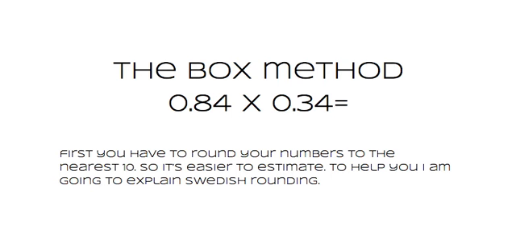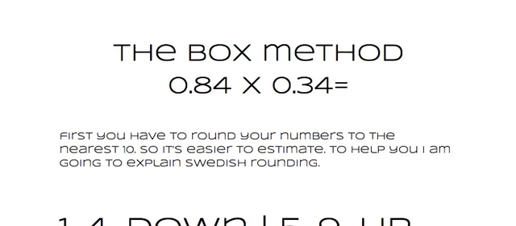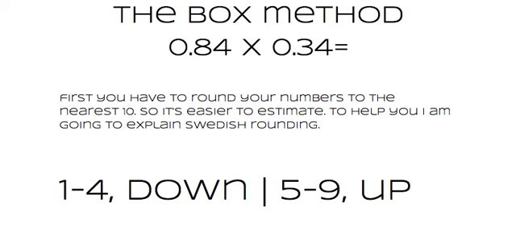First, you have to round your numbers to the nearest 10 so that it's easier when you estimate. To help you do this, I'm going to explain what Swedish rounding is. The numbers 1 to 4, you round down to the nearest 10. And if the number's 5 to 9, you round up to the nearest 10.